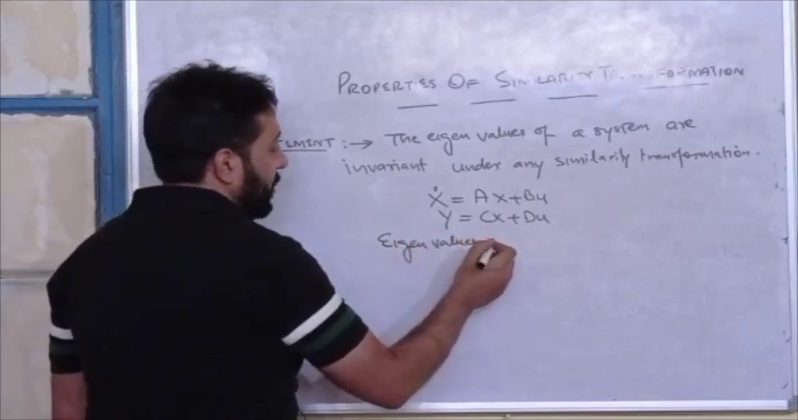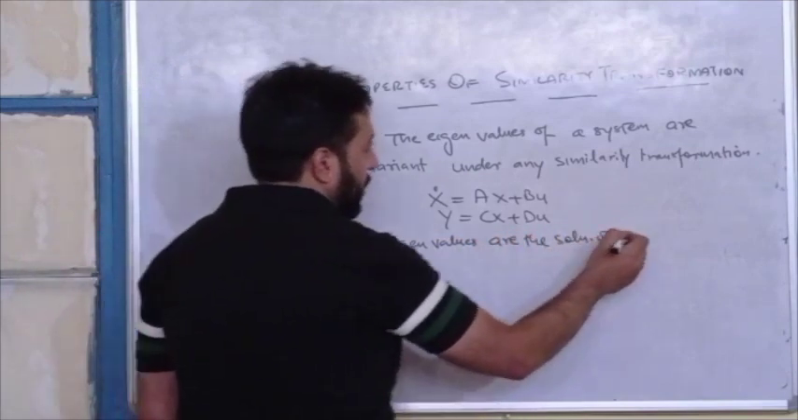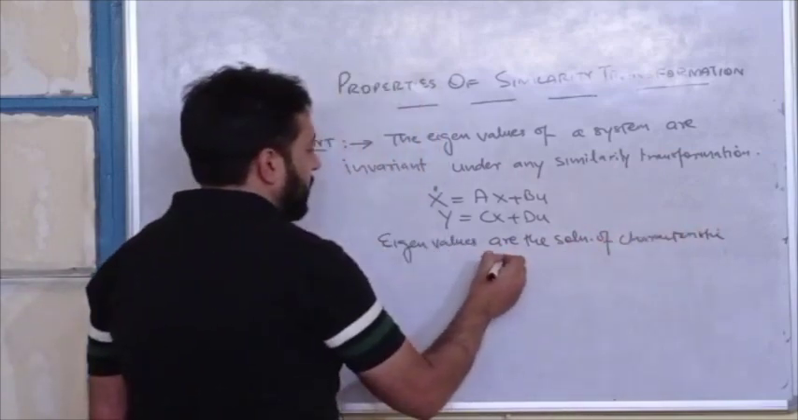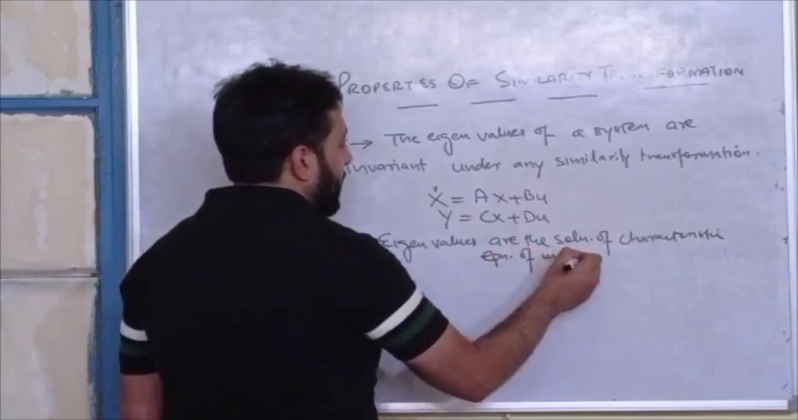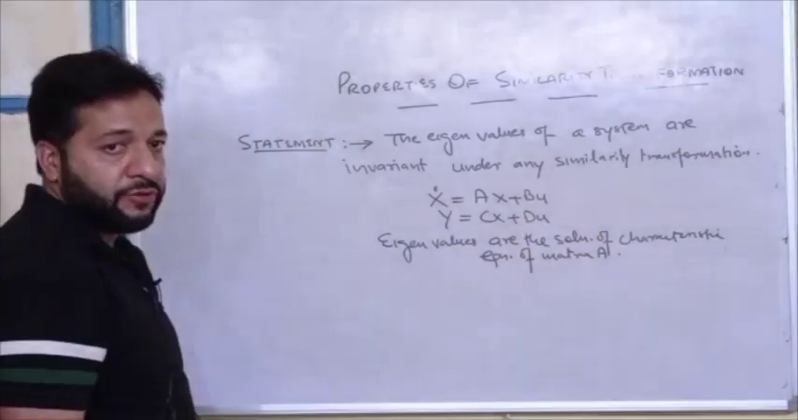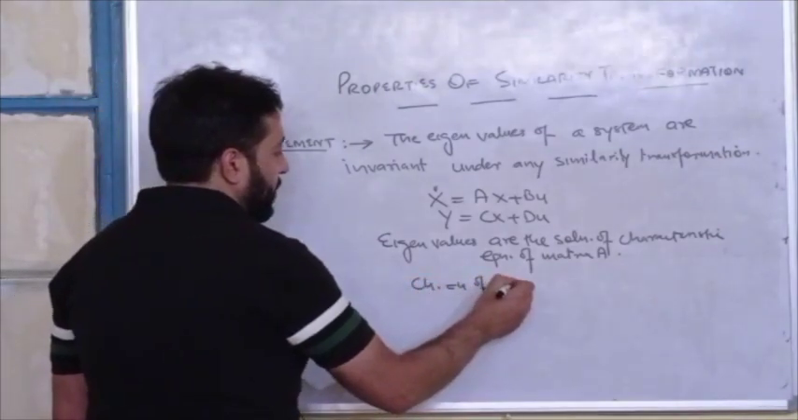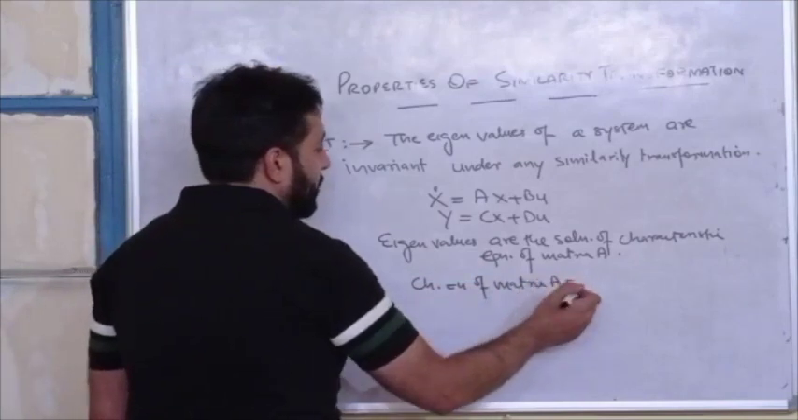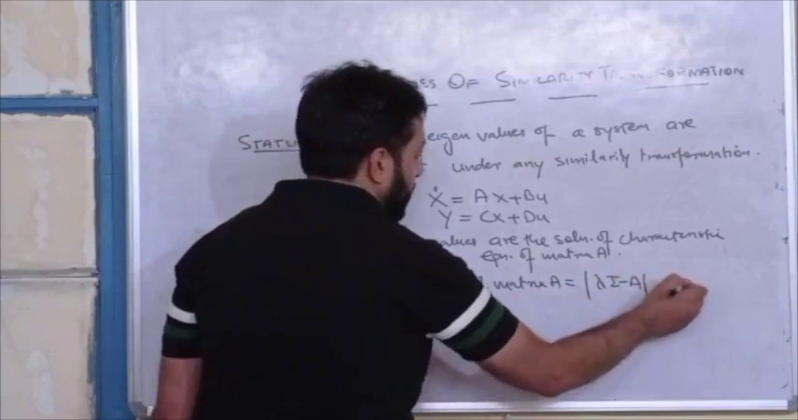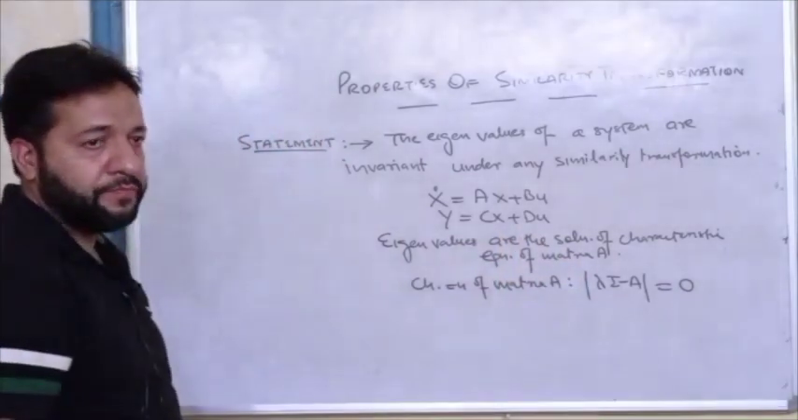Eigenvalues are the solution of characteristic equation of matrix A. सही है? Yes, sir. Eigenvalues are the solution of characteristic equation of matrix A. And what's the characteristic equation of matrix A? Determinant of lambda I minus A equals zero. Equation is this, है ना? Yes, इसी को जब सॉल्व करते हैं तो उससे हमें आइगन वैल्यूज मिलते हैं, सही है ना?